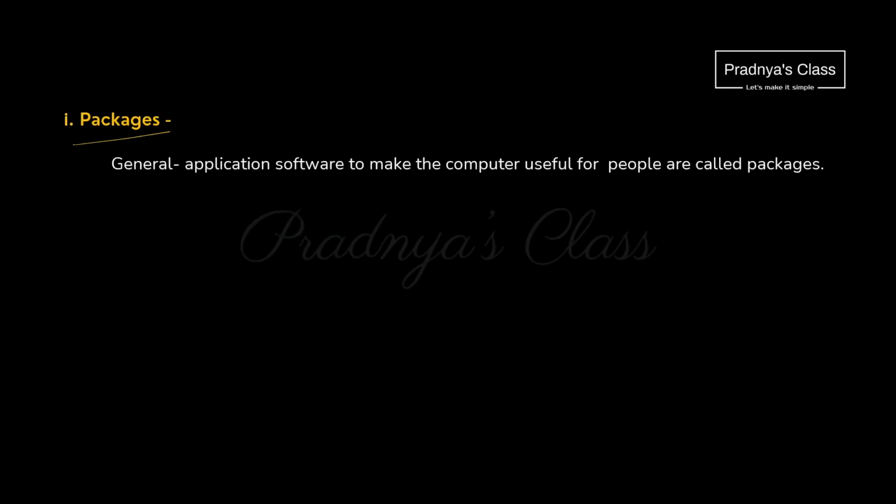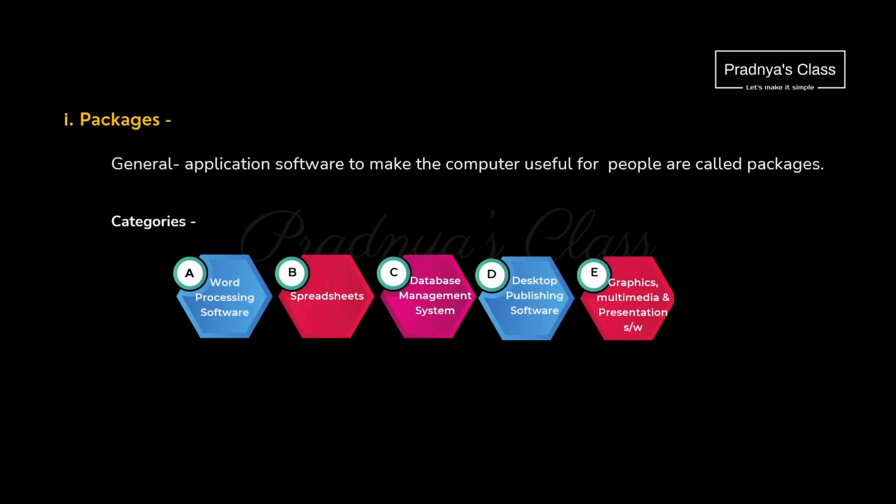The first one is packages. What are these packages? It is nothing but some general purpose software with the help of which people can use the computer for their own purpose by installing those packages. In packages we will have some functionalities. Look at the different categories. There can be word processing software like WordPad, Notepad. There can be spreadsheet software like Excel, database management systems like MySQL. There can even be desktop publishing software and graphics and multimedia presentation software like Canva.